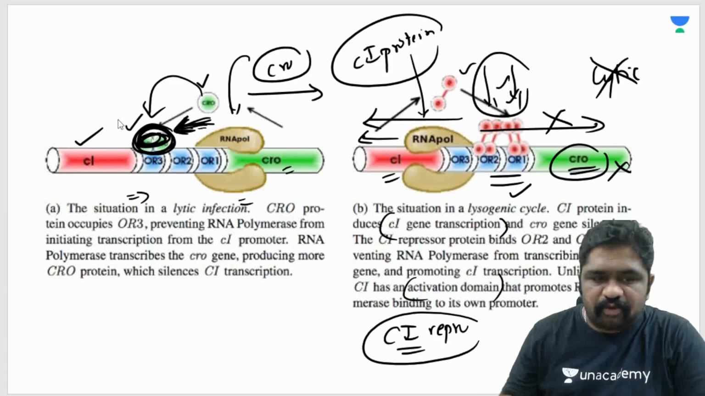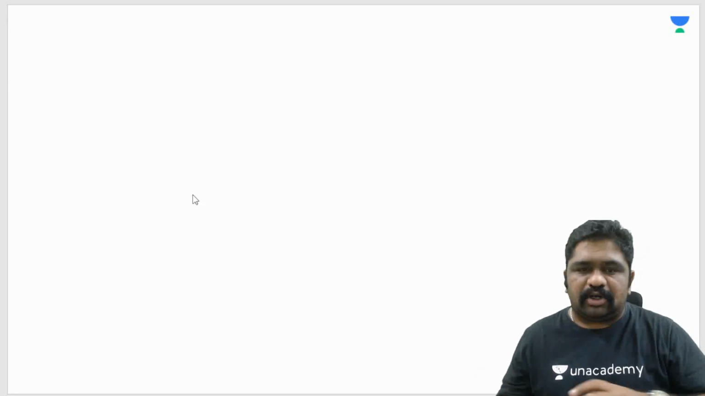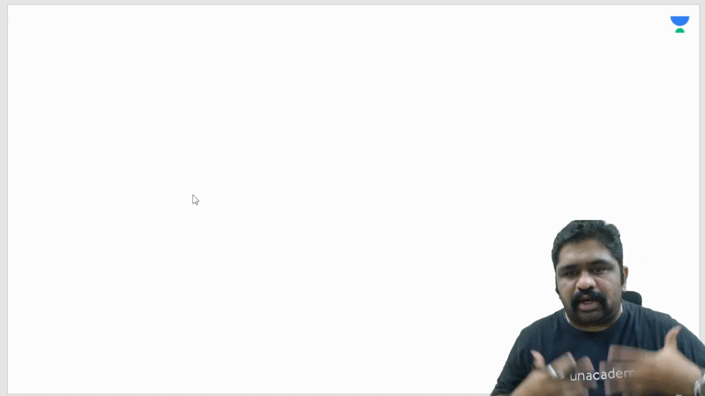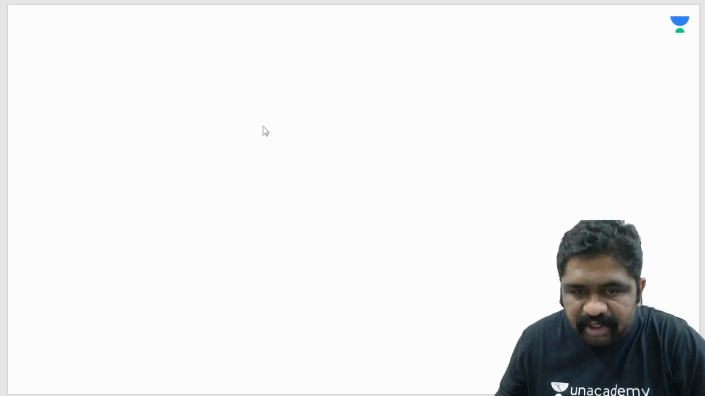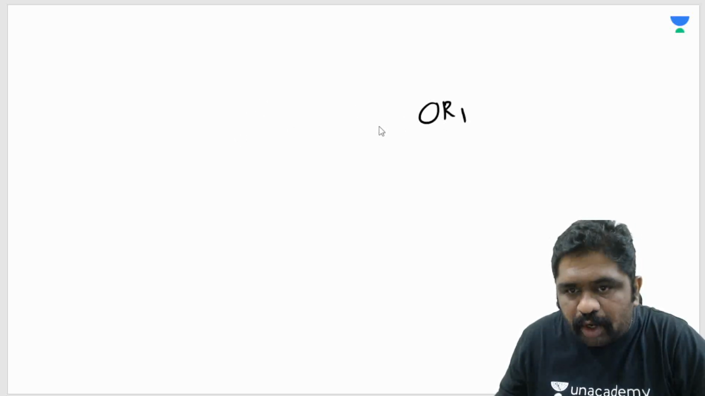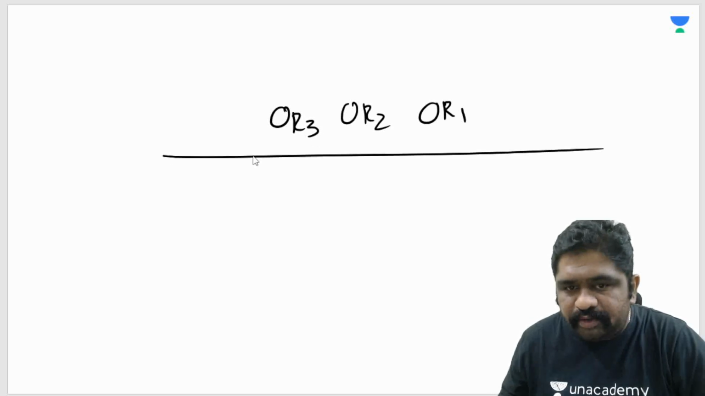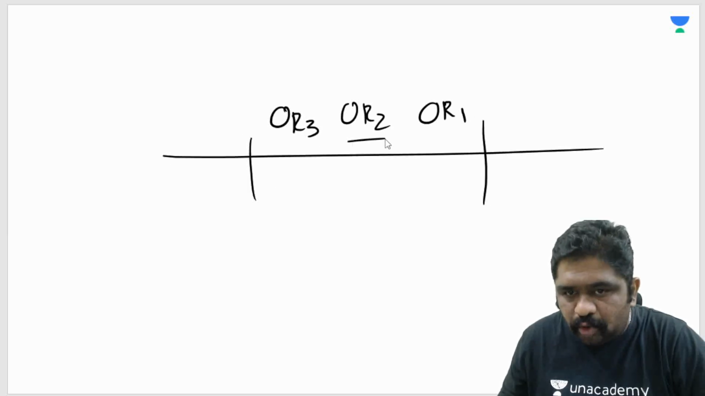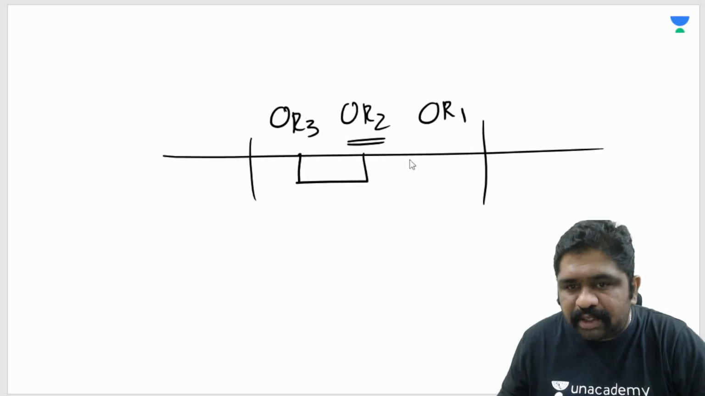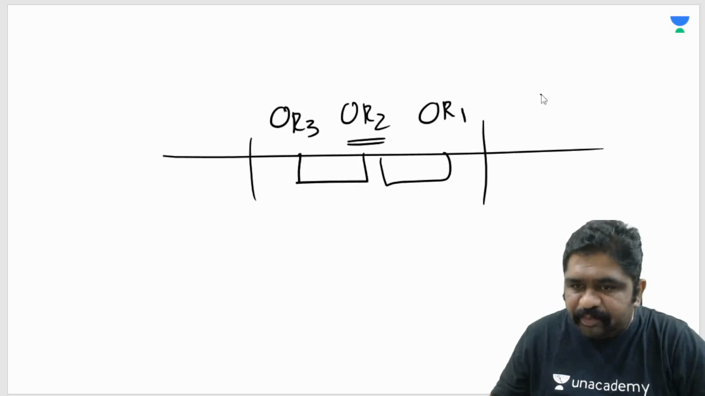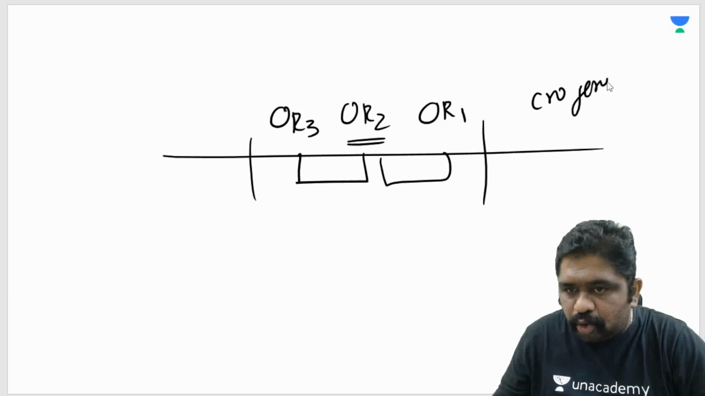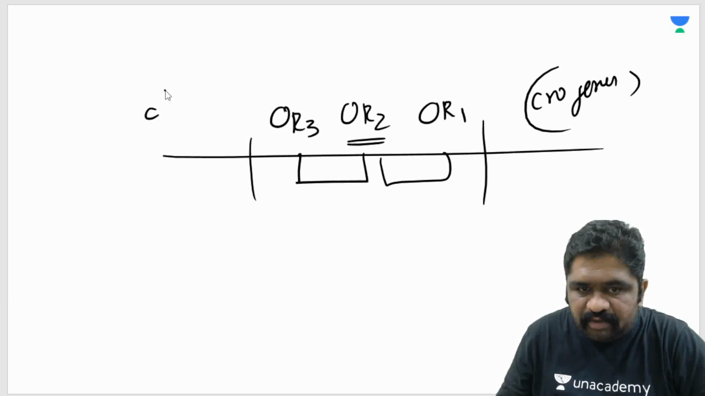So let me give you a short summary of whatever we have learned. The whole thing might be confusing because this is additional, new or advanced information. So let me tell you straight. We have OR1, OR2, OR3 in the operator area. The OR2 area can be overlapped on both sides. On this side, we have the CRO genes. On this side, we have the CI repressor genes.